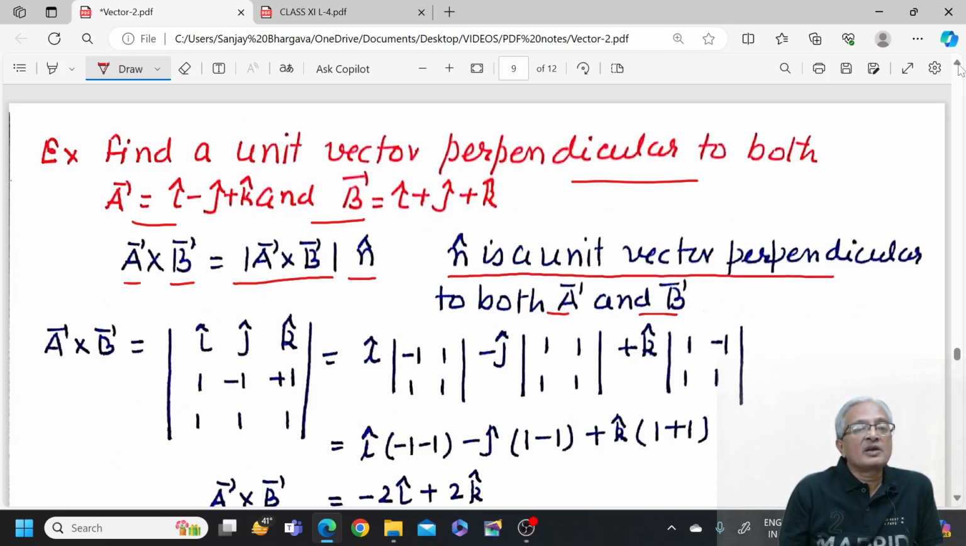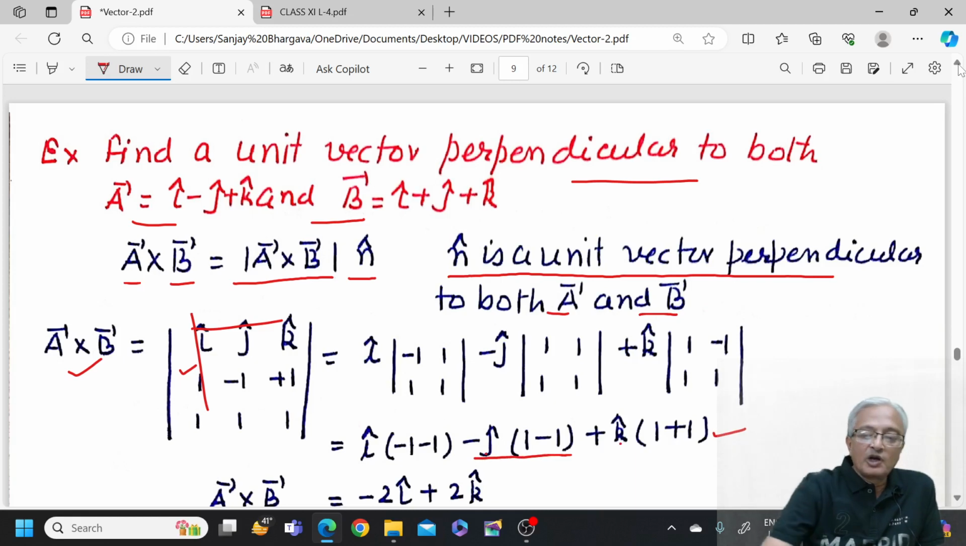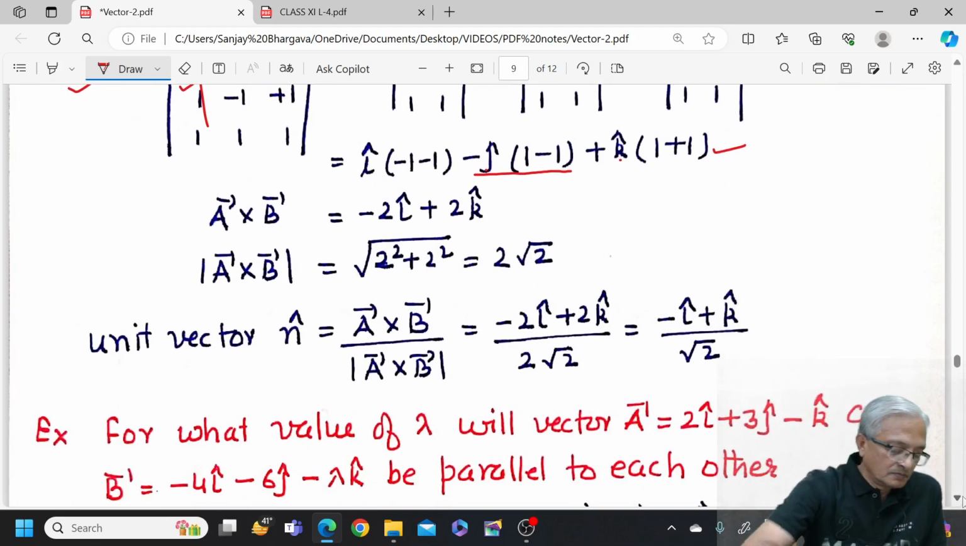So I am supposed to first calculate a cross b, and that I do by determinant method. So i cap, then I ignore this row and this column. So I get minus 1 plus 1, 1, 1 here, minus j plus k. So i minus 1 minus 1, minus j 1 minus 1, and k, that is 1 plus 1. This factor becomes 0. So what do I get? I get a cross b as minus 2i cap plus 2k cap.